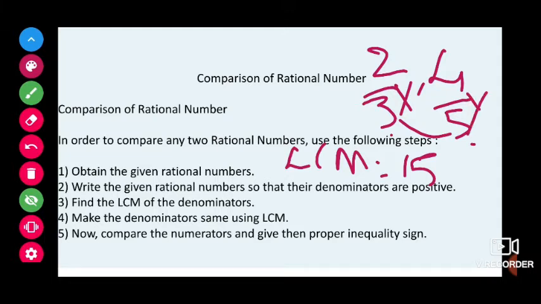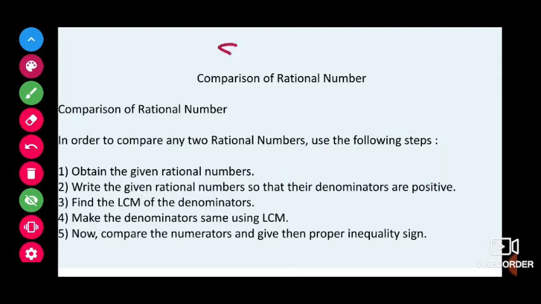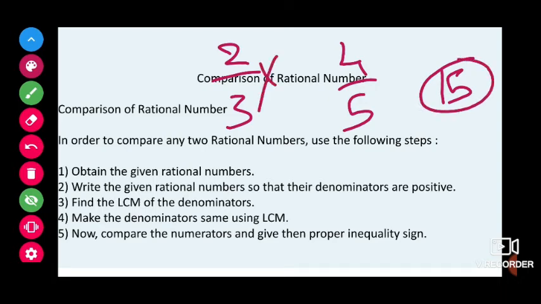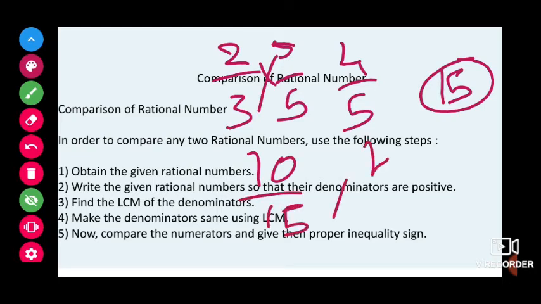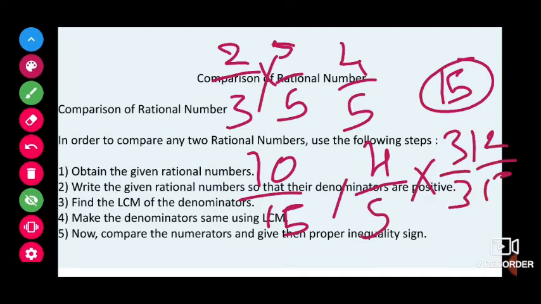How can we equalize? By taking the equivalent fractions, by multiplying with one number. To get the denominator 15, what should be multiplied for the 2 by 3? That is 5 by 5. So we will get 10 by 15, comma, 4 by 5 should be multiplied with 3 by 3. So we will get 12 by 15. Now we will do the comparison.